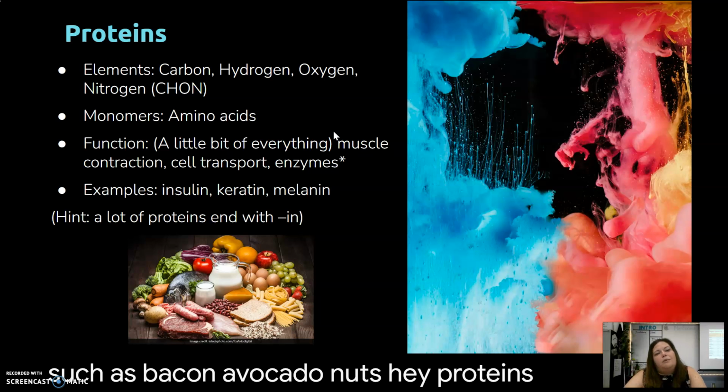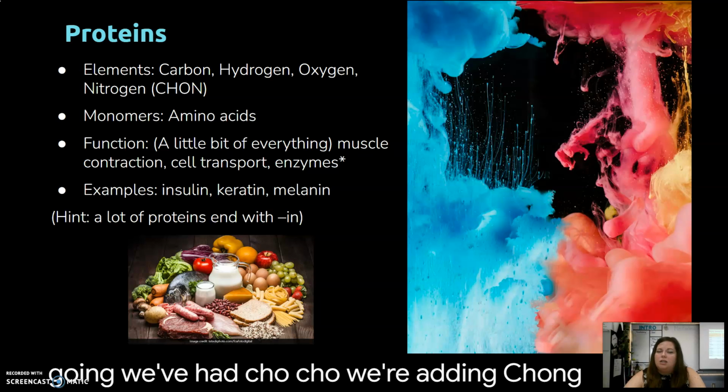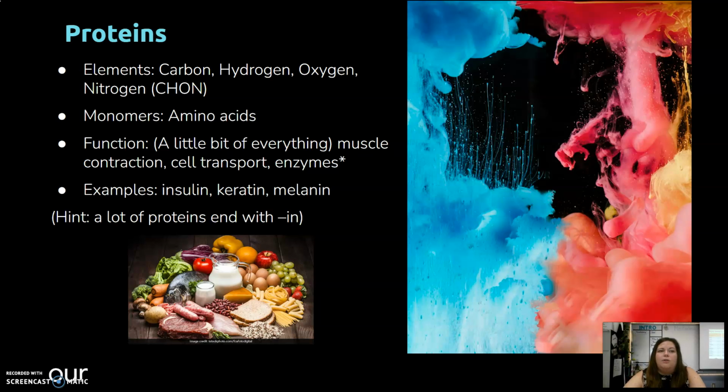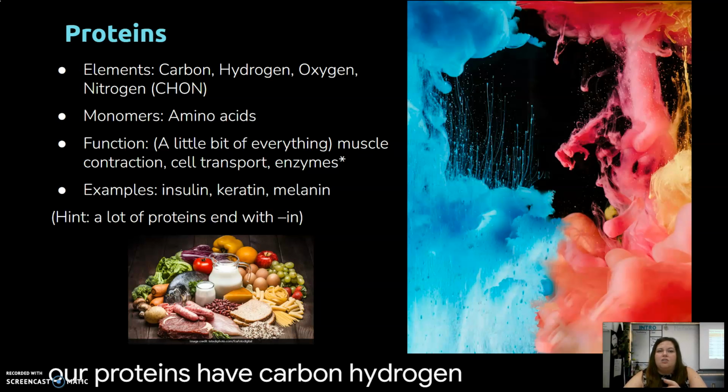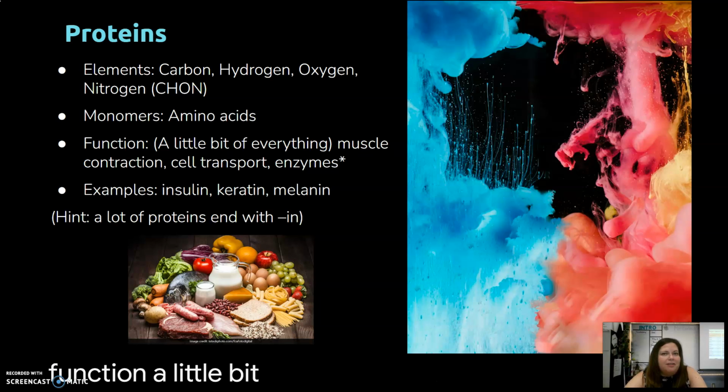Proteins. We've had CHO, we're adding CHON, our N. So our proteins have carbon, hydrogen, oxygen, and nitrogen. Our monomers are amino acids. The function, a little bit of everything.